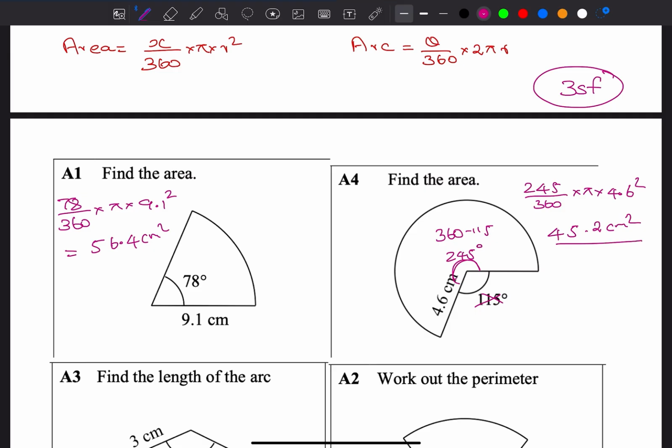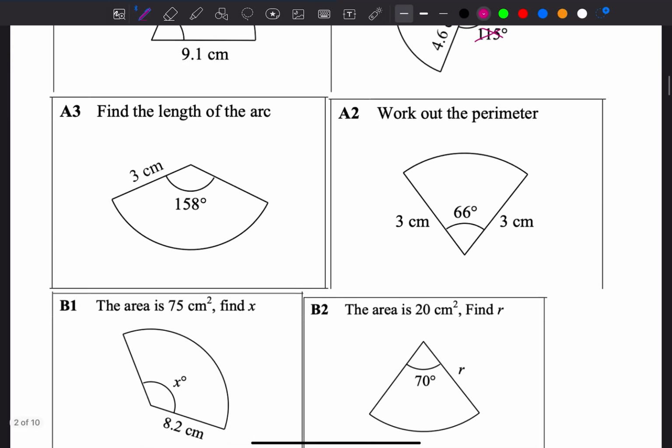Okay, next one, arc length. Arc length is what? Angle 158 over 360 times 2 pi r, which is 3, so 2 pi times 3. Remember, 3 significant figures, so it's 8.27 centimeters arc length.